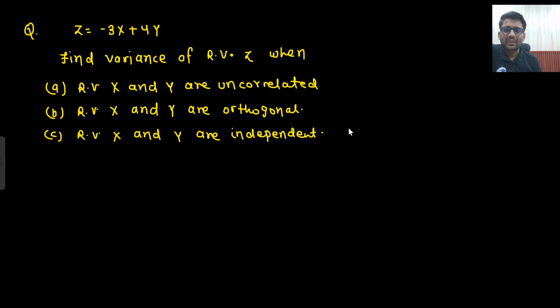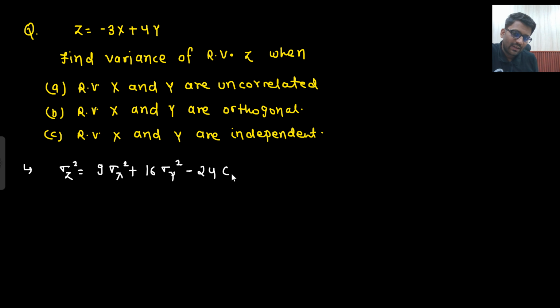Okay, let's solve the next one. You need to find the variance of random variable z. So all three conditions are given. So first let's find the variance of random variable z. What would that be? Variance of random variable z would be equal to 9 into variance of random variable x, plus 16 into variance of random variable y, plus 2ab. So 4 into 3, 12, 12 into 2, 24, and then covariance, right? 9 sigma x square plus 16 sigma y square, plus 2ab actually, but this is a negative sign, so minus 24 cxy. Now x and y are uncorrelated. This is the answer.